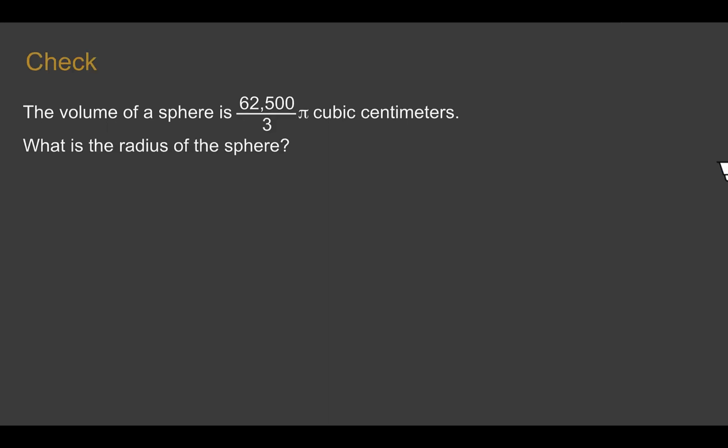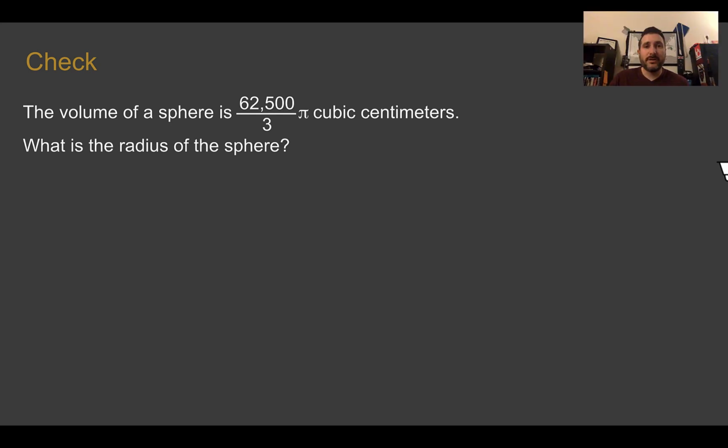Check your understanding. Find the radius of the sphere given. Pause the video now and complete the check. Check your answer. You should have said the radius of the sphere was 25. Again, you would plug this volume into your formula, divide both sides by 4/3 pi, and then you end up with 15,625. Finally, taking the cube root of that, you would end up back at 25.